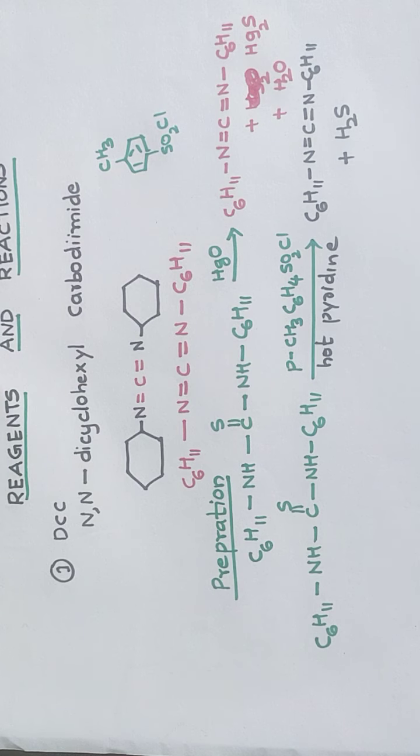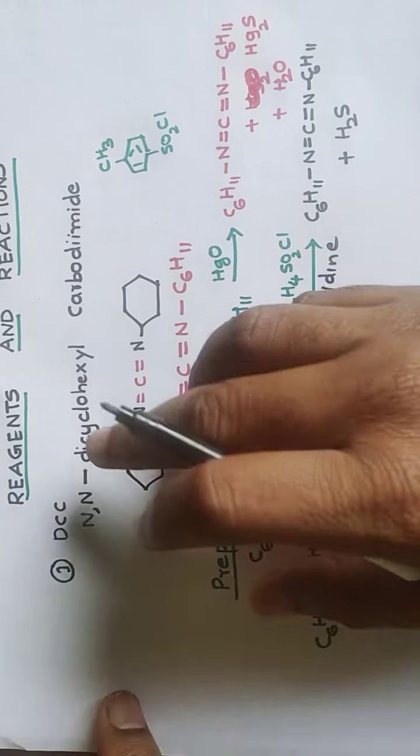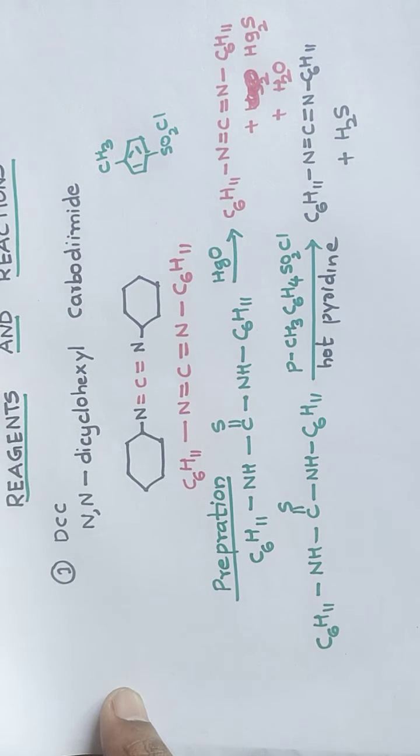Let us see the application of this DCC. What is the application of this DCC, or where is this DCC actually used? DCC finds application as a dehydrating agent, usually under mild conditions. This reagent is employed as a dehydrating agent in the synthesis of various compounds such as esters, anhydrides, amides, etc.